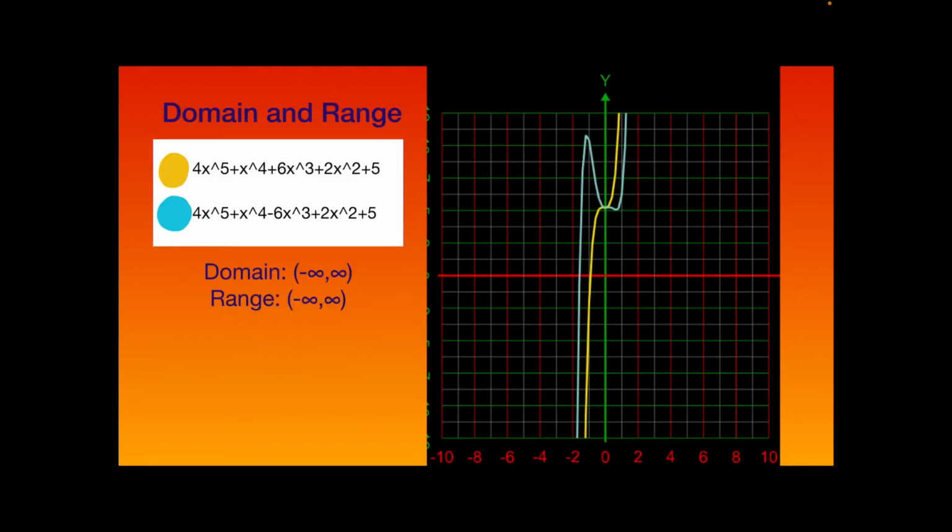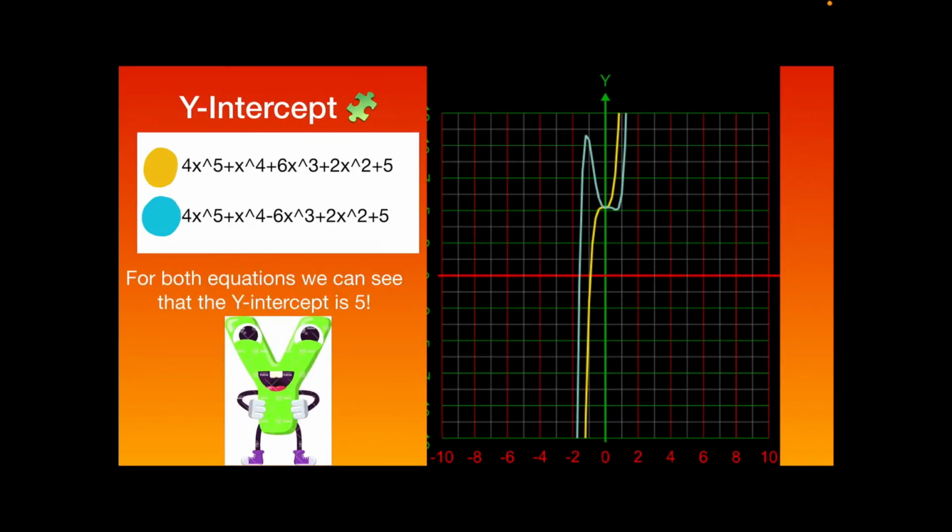For the domain and range, we can determine that both the domain and range are negative infinity to infinity for both graphs. For the next section, we're going to be covering the y-intercept. For the y-intercept, we can see that on both of these two equations, they both line up on 5. Now, this is how we have determined the y-intercept.